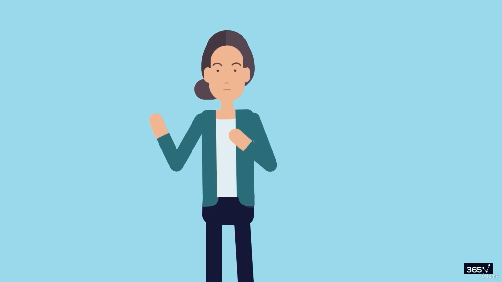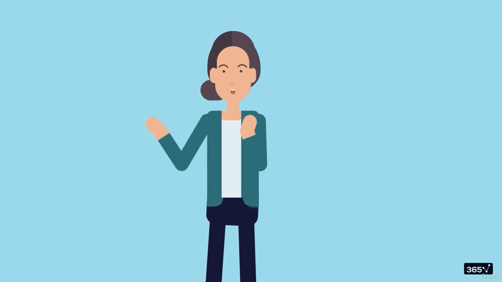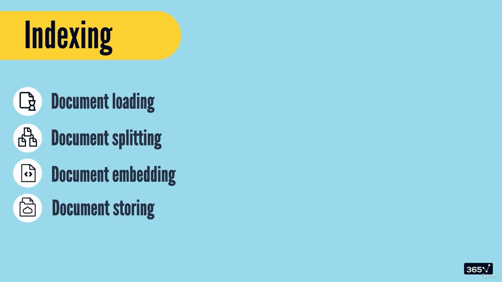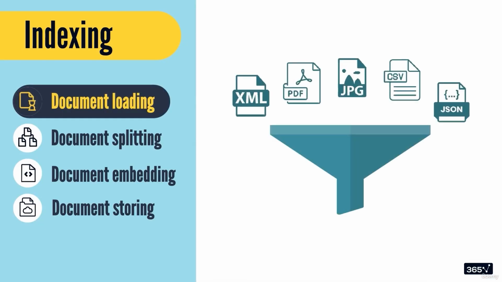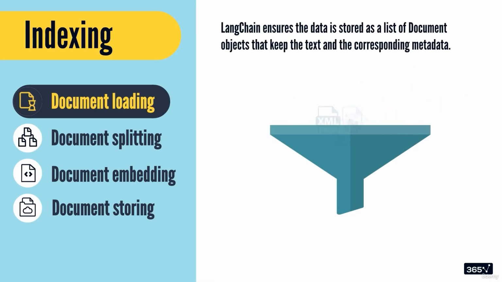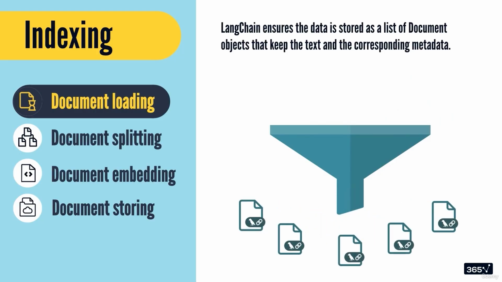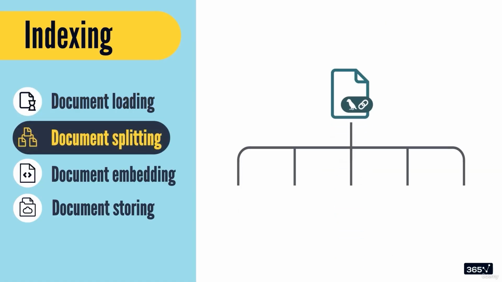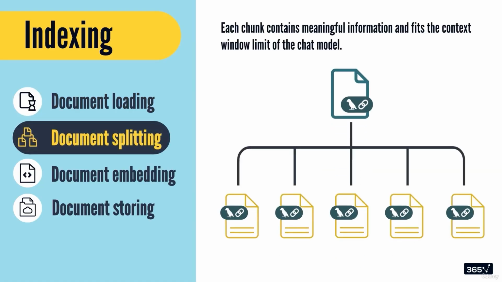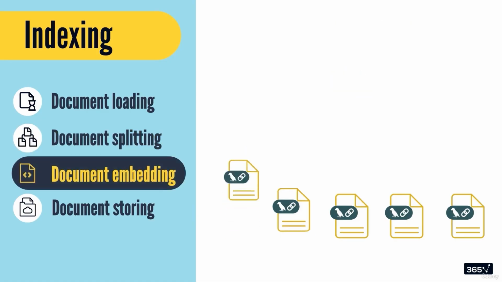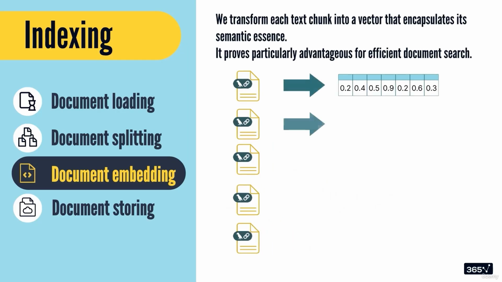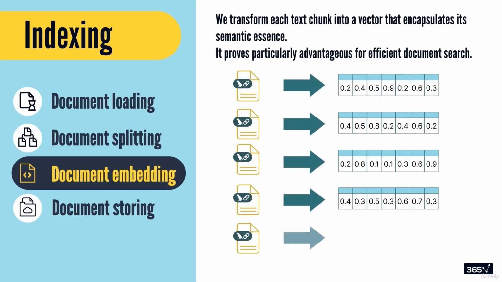Welcome back, everyone. Let's start with a quick recap of what we've discussed so far. Recall that we first load the data from any of LangChain's supported formats. LangChain then ensures the data is stored as a list of document objects that keep the text and the corresponding metadata. Next, we split the documents into smaller chunks, each containing meaningful information and fitting the context window limit of the chat model. The embedding process then transforms each text chunk into a vector that encapsulates its semantic essence. This vector form proves particularly advantageous for efficient document search.